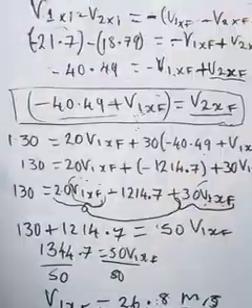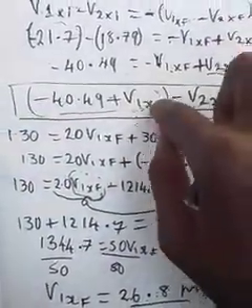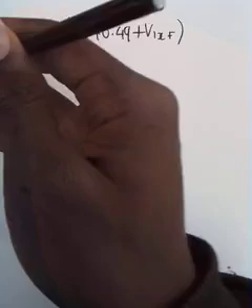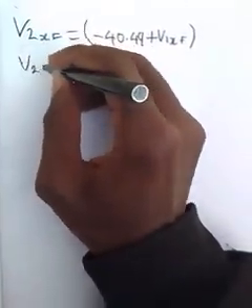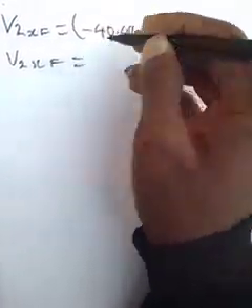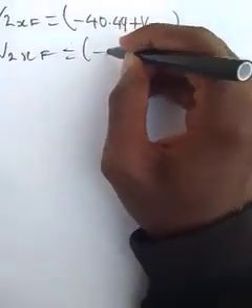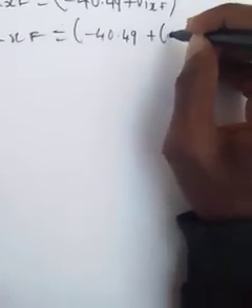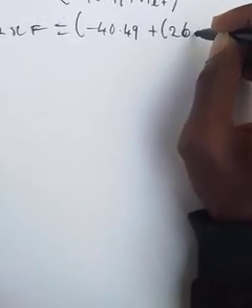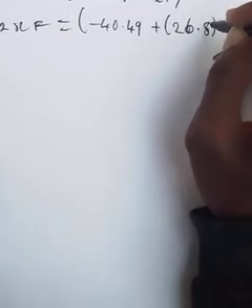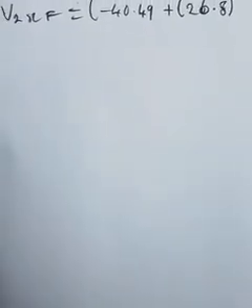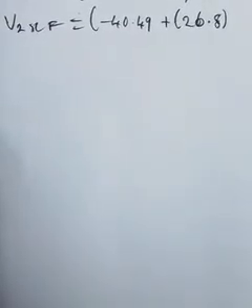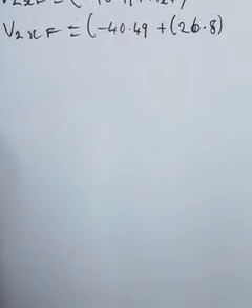Let me find the one for the second object. Let's go. So I'm now going to say for the second object now. So we say 40.49 plus, putting 26.8. Okay, so now I want you to punch that on your calculator. I'm also punching it right now.